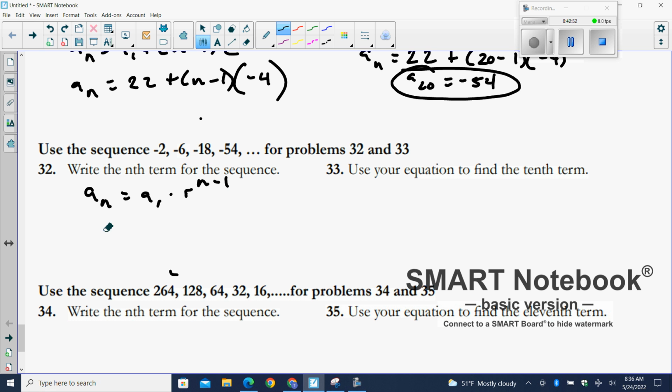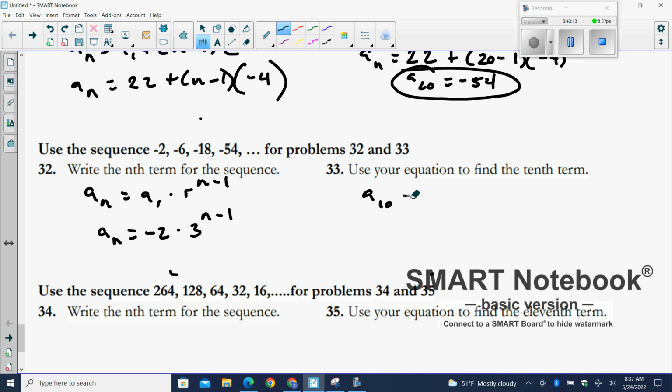A sub n, nth term, equals a sub 1, my first term, times r to the n minus 1. What are we doing? We're multiplying by 3. So my r is 3. If we were dividing by 3, my r would be 1/3. Okay, plug in 10 now.